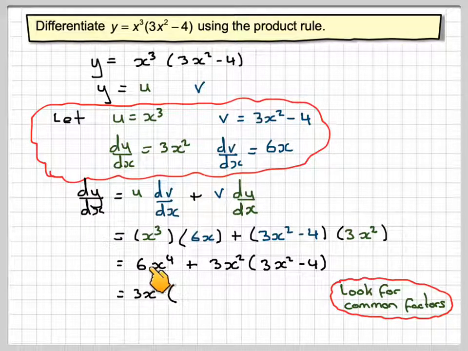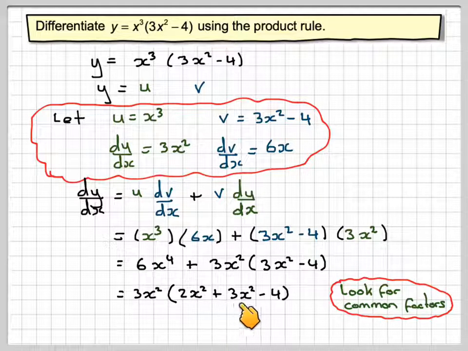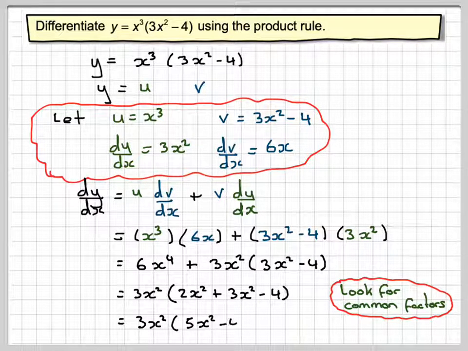And then here we're just going to be left with 2x squared. Look, 3x squared times 2x squared makes 6x to the 4. Here that disappears, but we've still got 3x squared minus 4. And then 2x squared plus 3x squared makes 5x squared minus 4, which is the final answer.